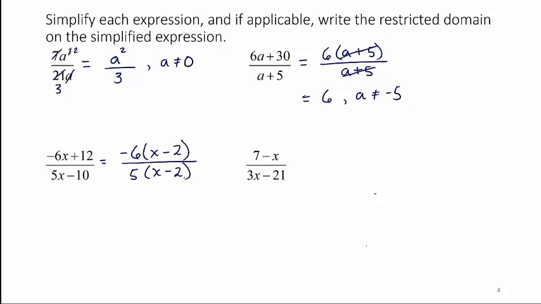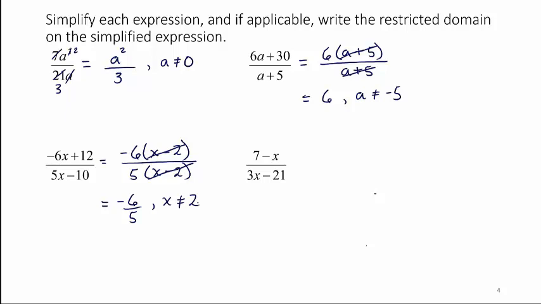Okay, so now I have this factor of 1 that can go away, right? But in doing so, I have to list the domain restriction, right? So I'm left with -6/5, but I have to say that x can't be 2, because if x was 2 in the original expression, the denominator would have been 0. Okay, so we have to maintain that restriction all the way through.